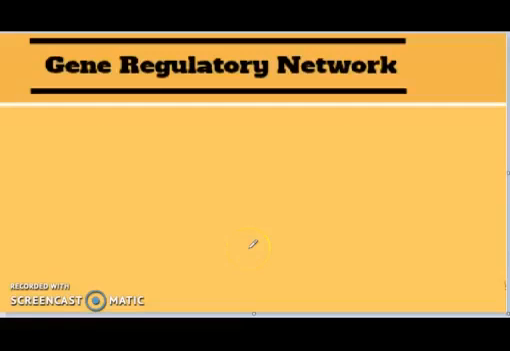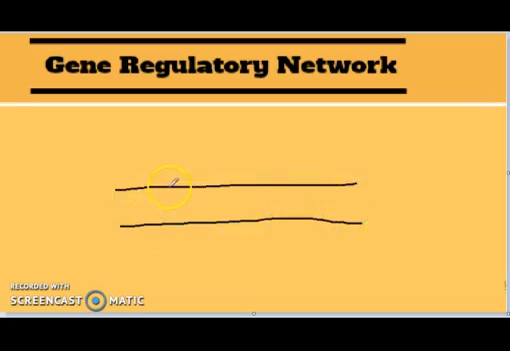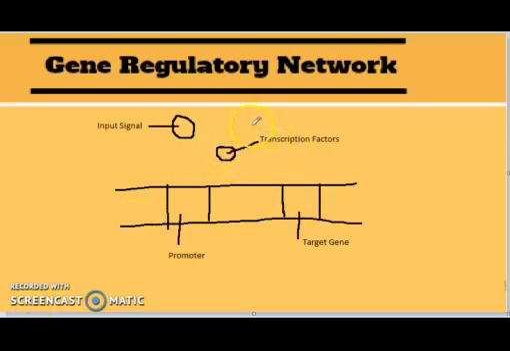Now we see what is a gene regulatory network. A gene regulatory network represents how some genes encode regulatory molecules such as transcription factors or microRNAs for regulating the expression of other genes. For example, this is the DNA strand, here is the promoter, and this is the target gene. We have an input signal over here and the transcription factors over here. So these are the transcription factors that the input signal generates. This is the target gene which gives the output, that is the protein.